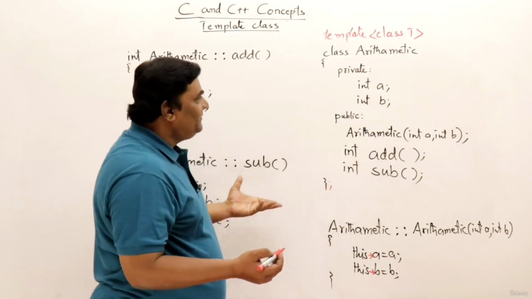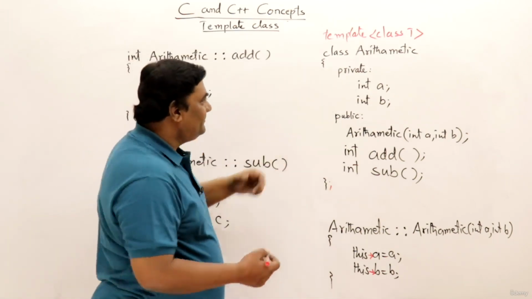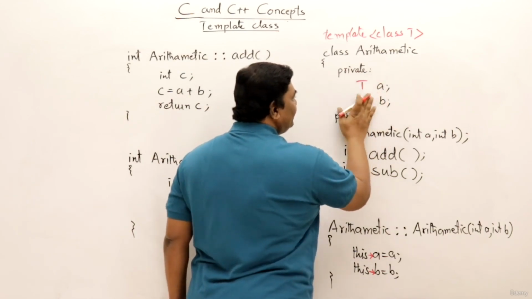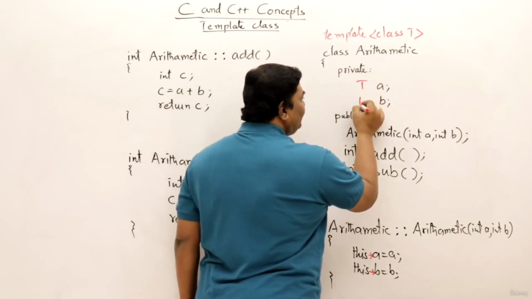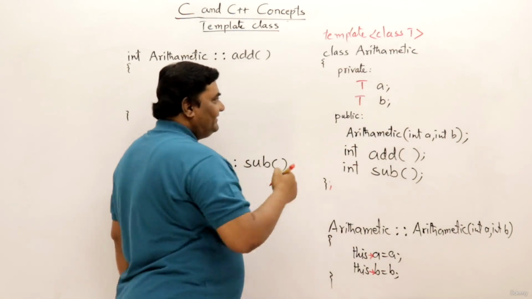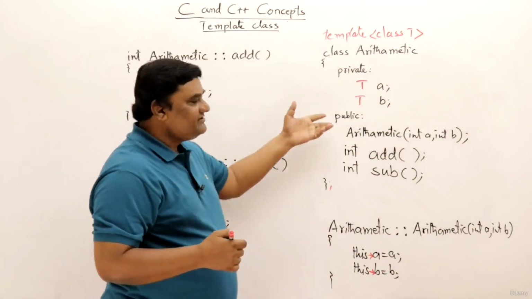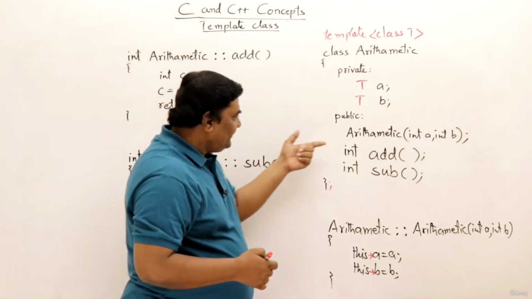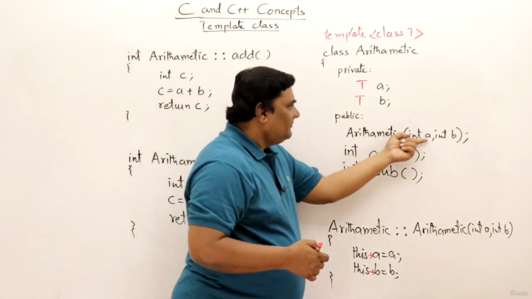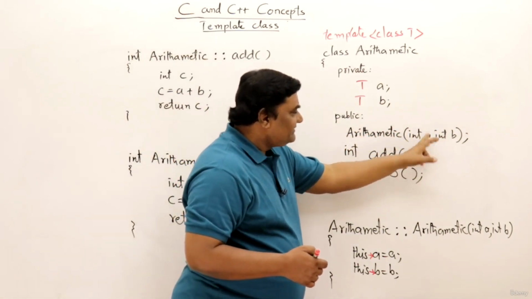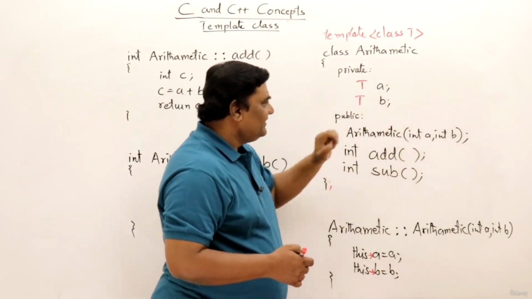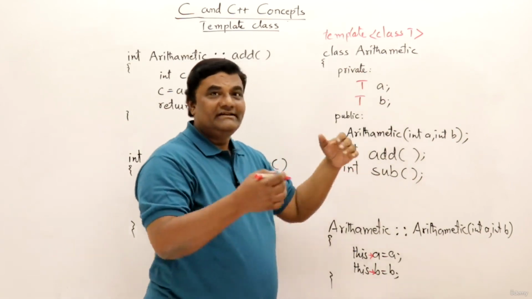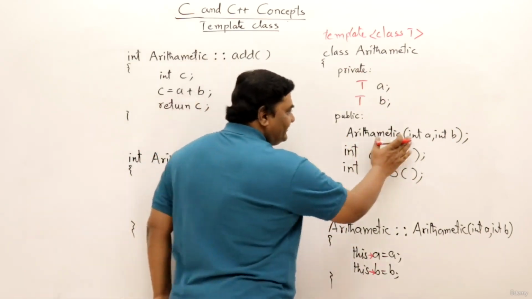Now which part do you want to make generic? These data members. So call them T, meaning no specific data type, a generic data type. Whatever the data type you want, you can make that data type. So T can become integer, T can become float, or T can become double, anything. Now coming to the arithmetic constructor parameters, what are these? This value will be stored here, this value will be stored here. So what is the data type of this? T. So what should be the data type of this? That also T. Okay, change it to T.